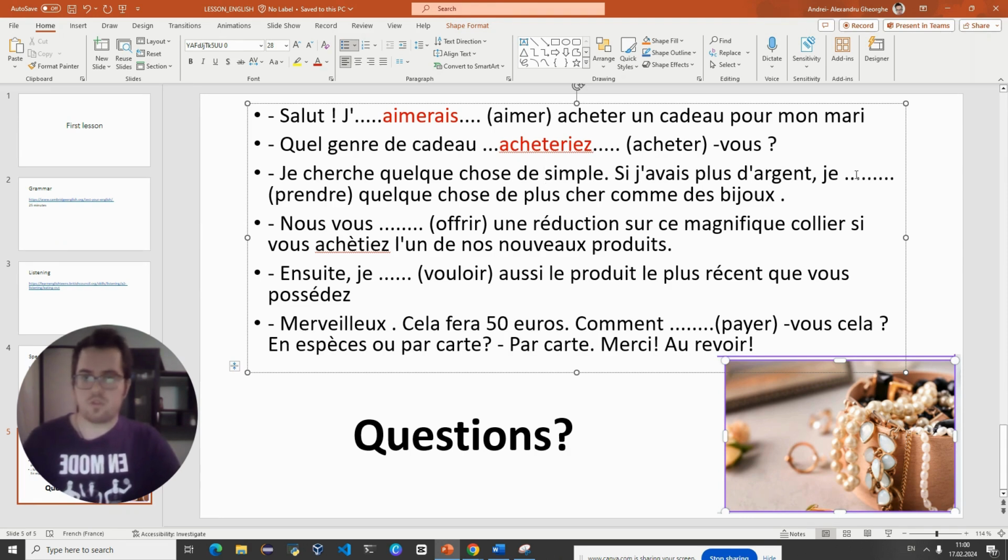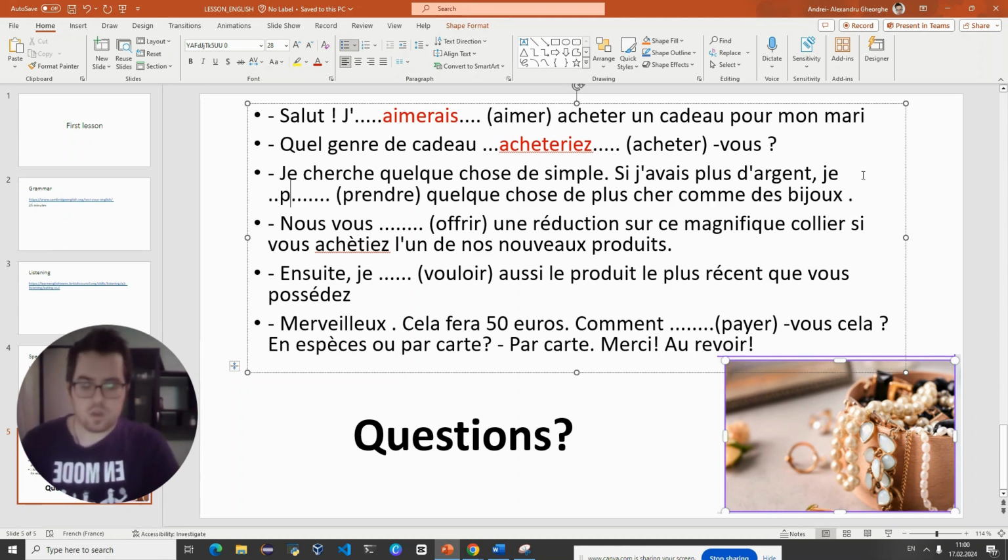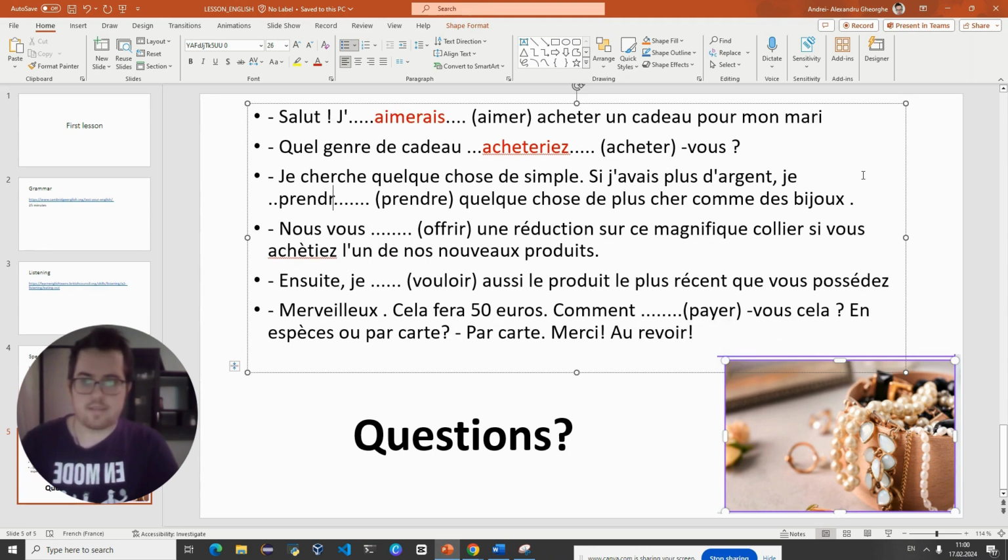Now we need to conjugate prendre in the form for conditional mood. And now we have to ask ourselves, is this a regular form of verb? No, it's not. So what is the stem? The stem will be, luckily for us, for verbs like prendre, prendre. This will be the stem.